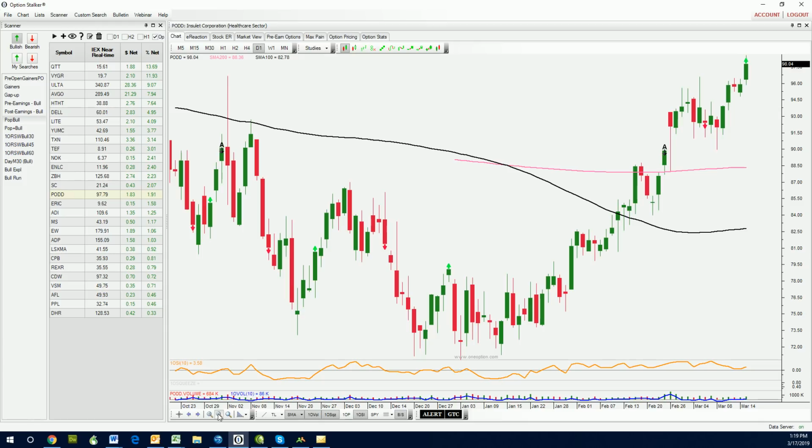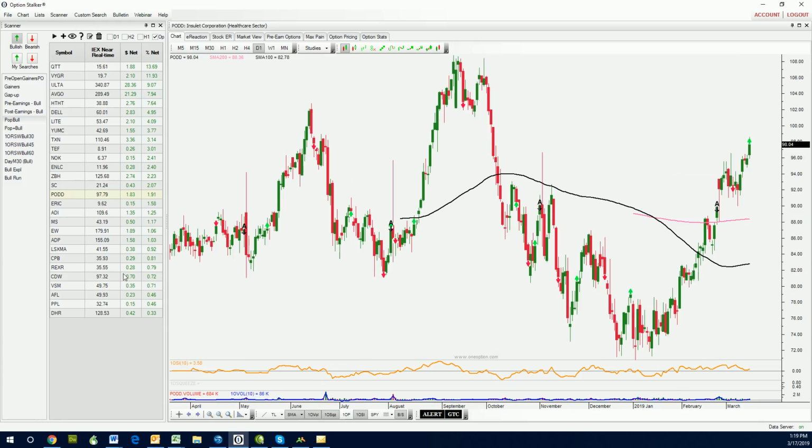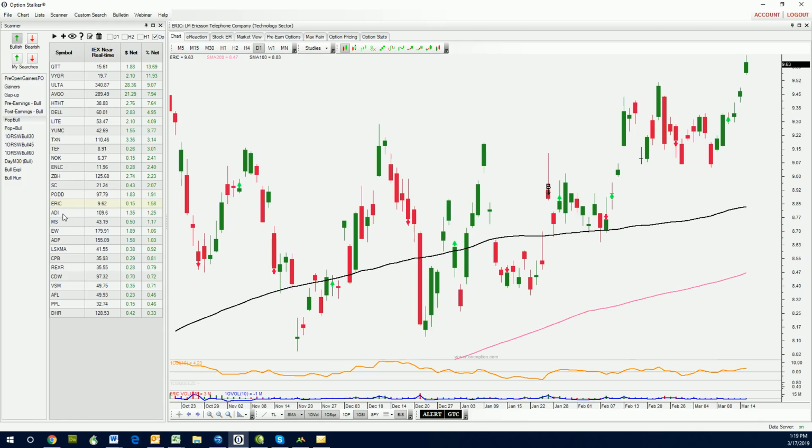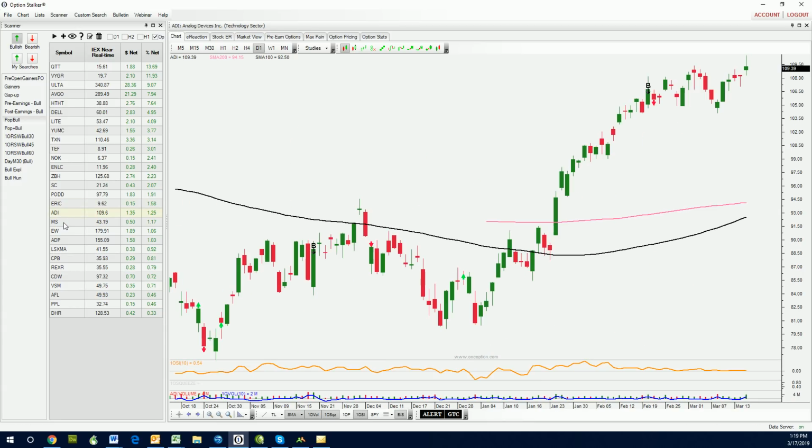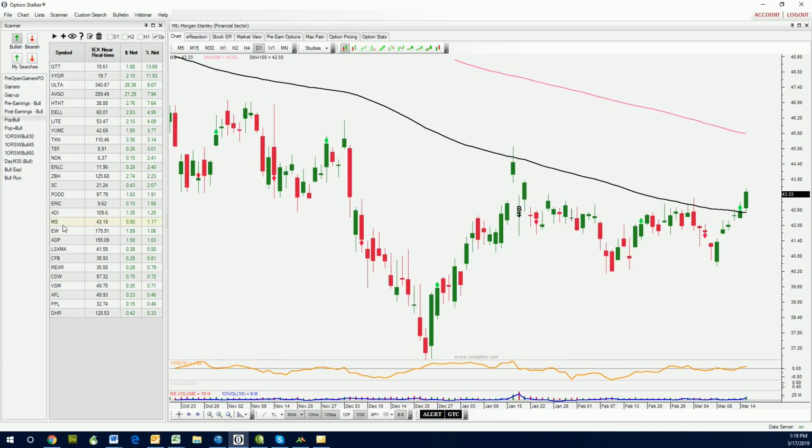POD, that is a biotech. There's another cell phone, ERIC, Ericsson. ADI, pretty nice coming up here. Kind of compressing right now, though. It may need time to compress even more.